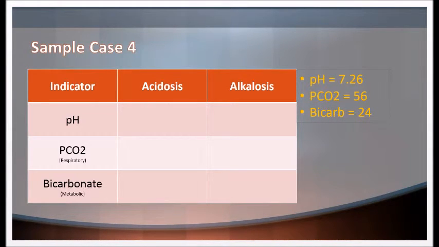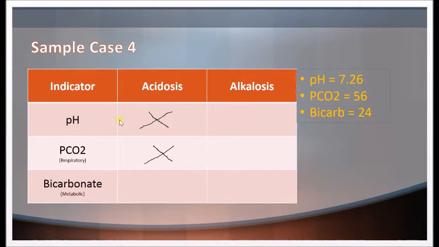Let's move to our next example, example 4. Same idea. So pH 7.26, PCO2 56, bicarb 24. Again, pH 7.35 to 7.45. This falls below 7.35, so it is acidotic, right? PCO2 56, it's beyond 35 to 45. So greater than 45 is acidosis. Now we look at the bicarbonate. Bicarb is 24. It falls under 22 to 28, right? So it's normal.